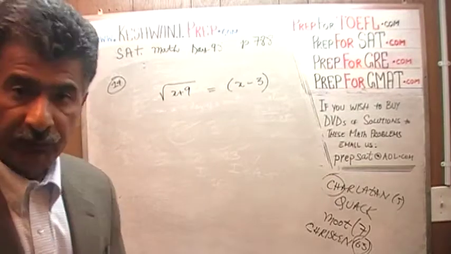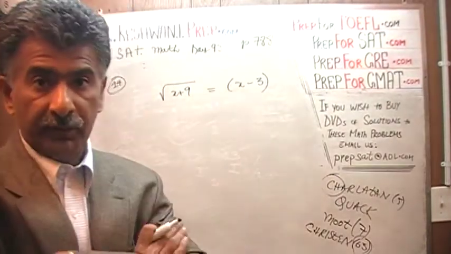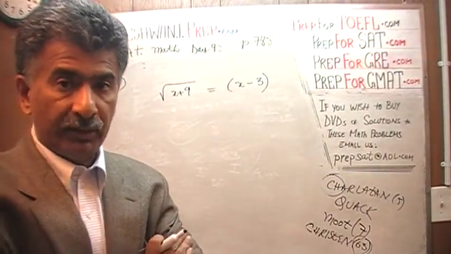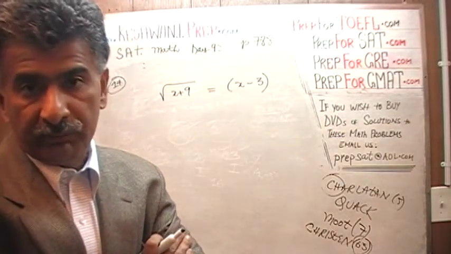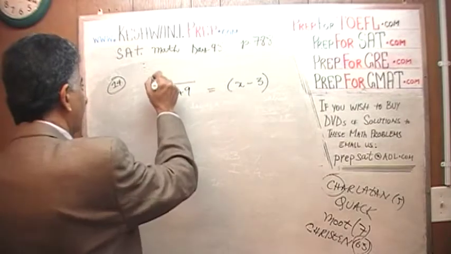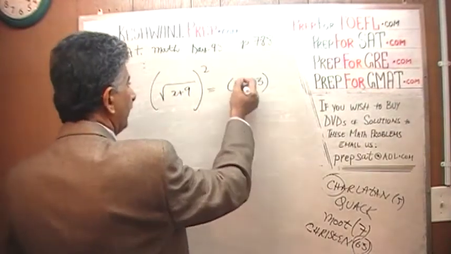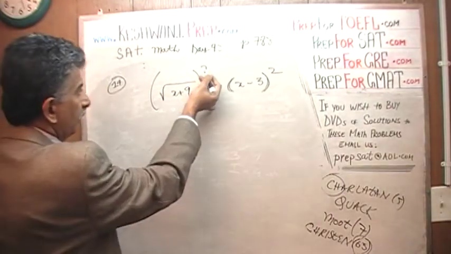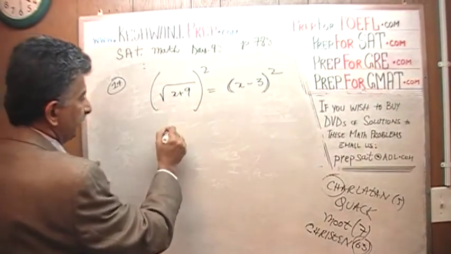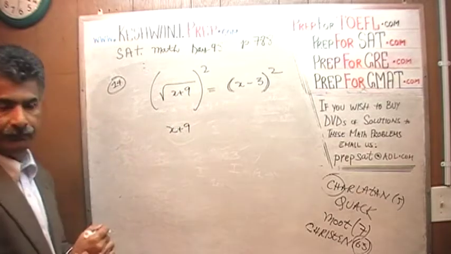Since none of the answer choices contain a square root sign, that's your cue that we have to somehow get rid of the square root sign. And how do we get rid of it? By squaring both sides. We take this side and square it, we take this side and square it. The square of the square root of any number is the number itself, which is x plus 9.